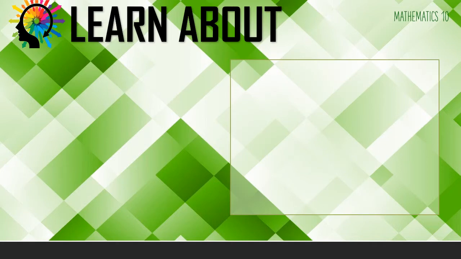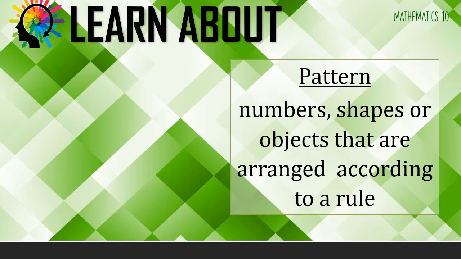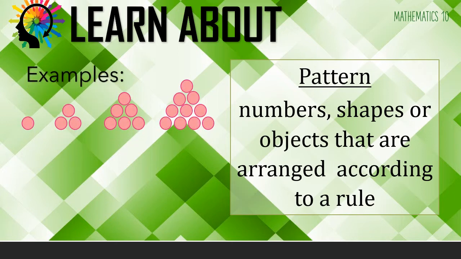Now, as mentioned a while ago, a pattern is numbers or shapes or objects that are arranged according to a rule. These are some of the examples. First, as you can see, I use shapes to indicate a particular pattern. Another example, we have 1, 2, 4, 7, and 11. We are going to focus on the second example, and this is called a number sequence.